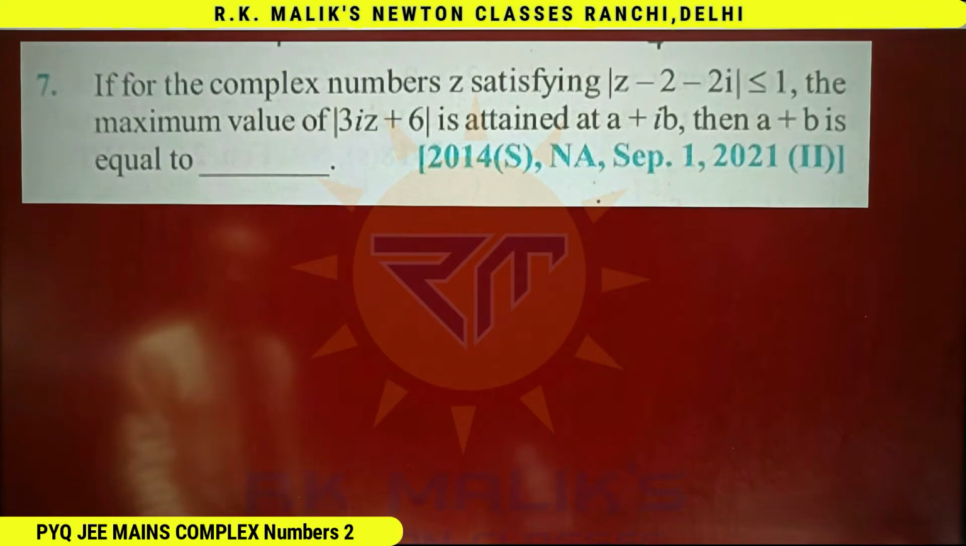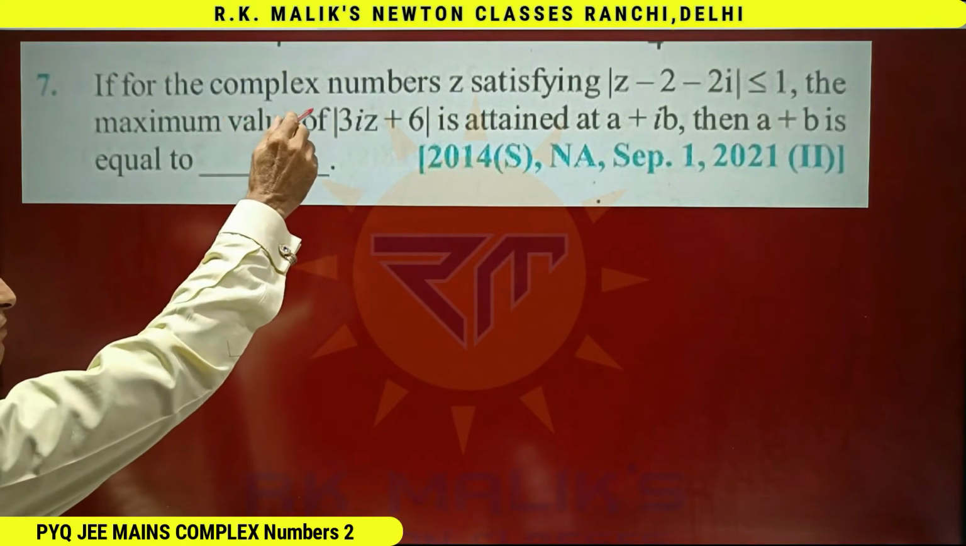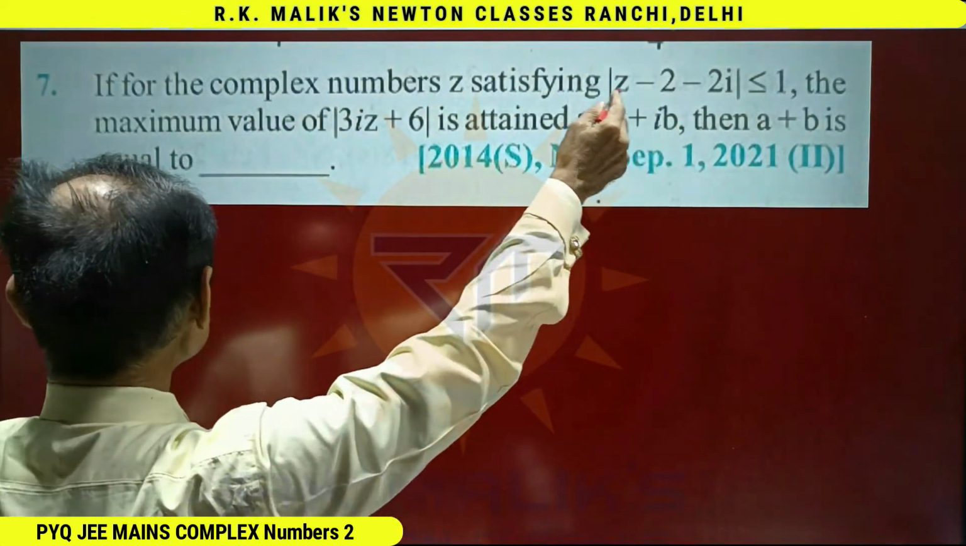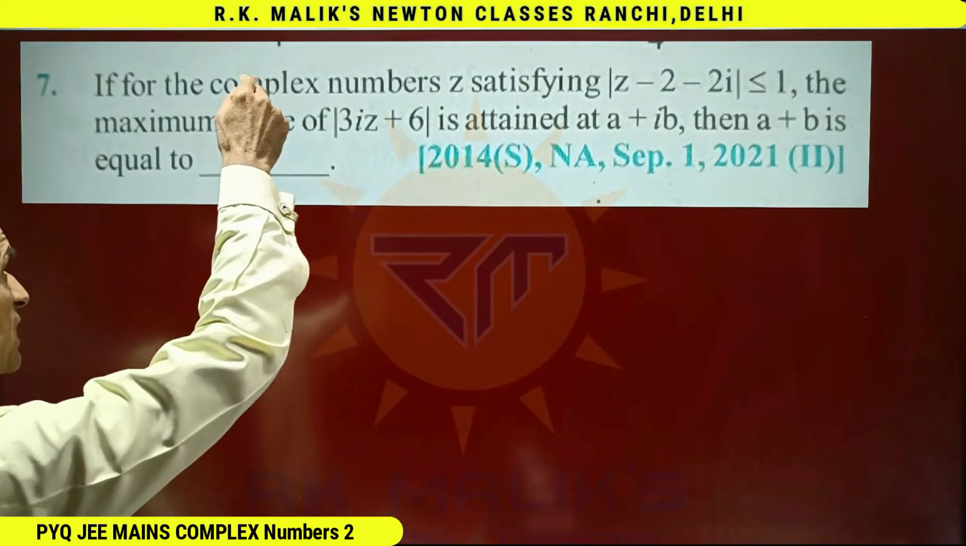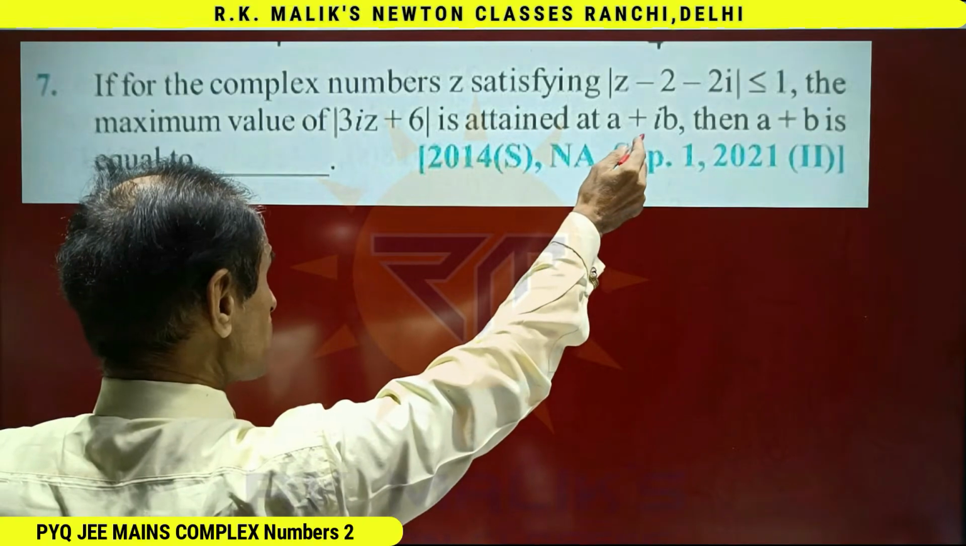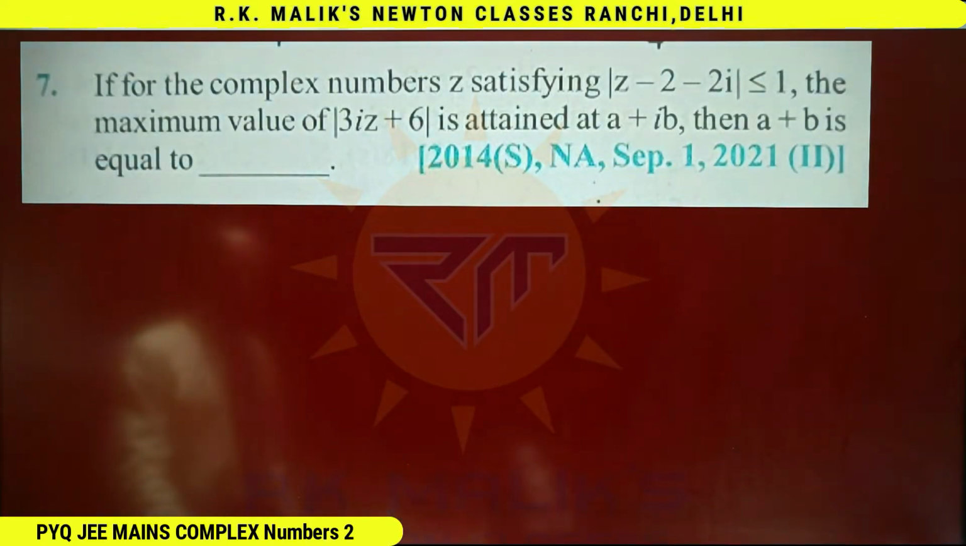In this question, he is asking that for the complex numbers z satisfying this condition, if the maximum value of this is attained at a plus ib, then the value of a plus b is equal to.